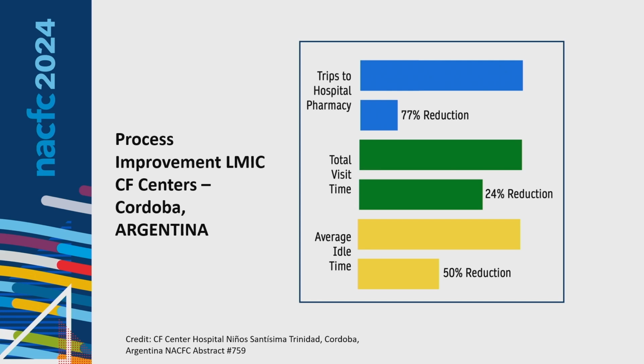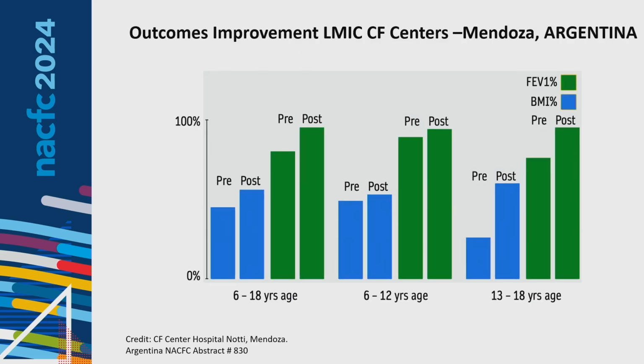The total visit time, well, if New Haven is bragging about 15%, they got 24% in less than 6 months. And idle time, the patient waiting for the next provider, a 50% reduction. And this happened after one visit to our center, and they worked within a few months and got the result. You can see their abstract in poster 759. Another team from Mendoza, poster 830, is improving this. These are patients without modulators. They had modulators, but they wanted to see what happened with the patients who are not on modulators. And the BMI by different age groups and the FEV1 were also improved.